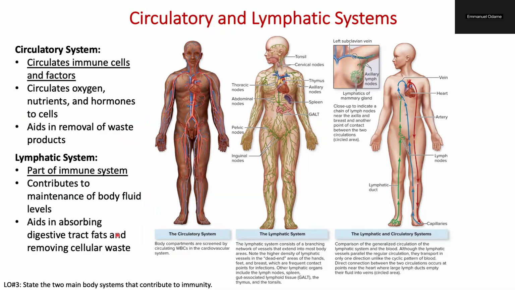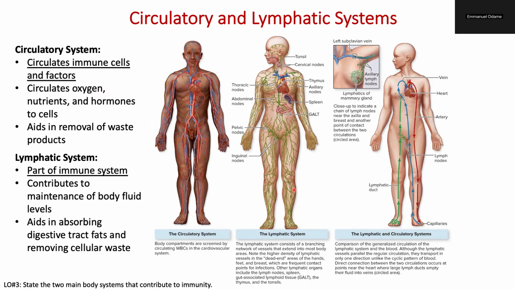So what is the circulatory system? Basically, just imagine it as your blood system. Its goal is to circulate immune cells and factors all around your body. And in your blood, you have red blood cells, which are also circulating oxygen, nutrients, and hormones to all the cells that are present, and they aid in the removal of waste. This figure shows the diagram of a circulatory system all over your body.